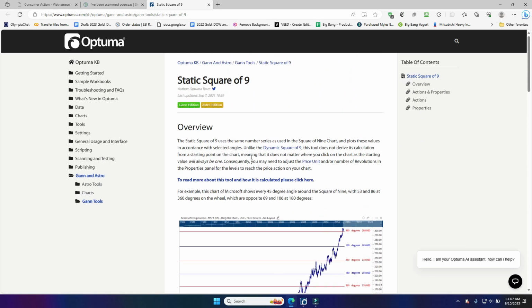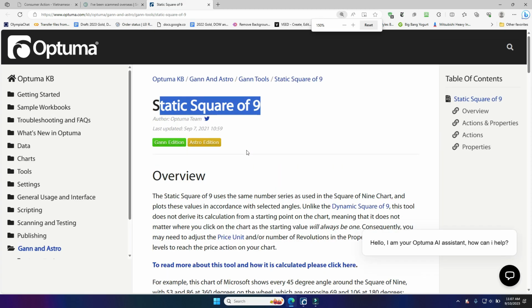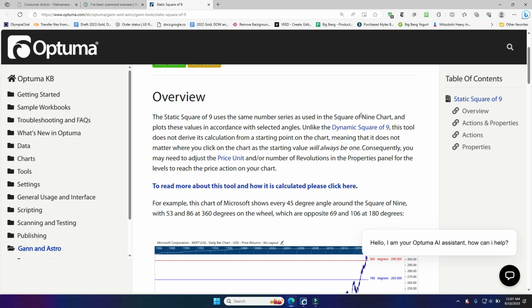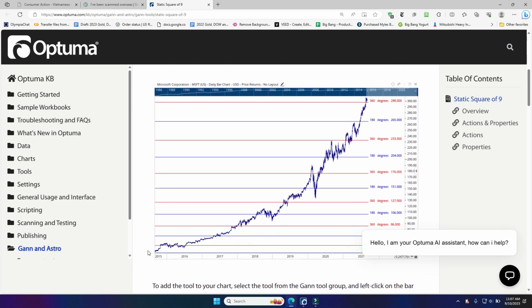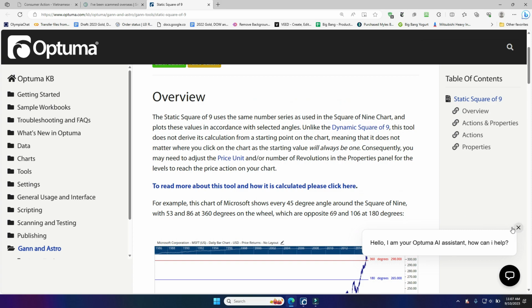Essentially, we're going to be using the static square of 9. The static square of 9 uses the same number series using the square of 9 and plots these values in accordance with selected angles. Unlike the dynamic square of 9, this tool does not derive its calculation from a starting point on the chart, meaning it does not matter where you click on the chart, it will always be 1. That just means that it'll always start at the value of 1 and move the square of 9 out.